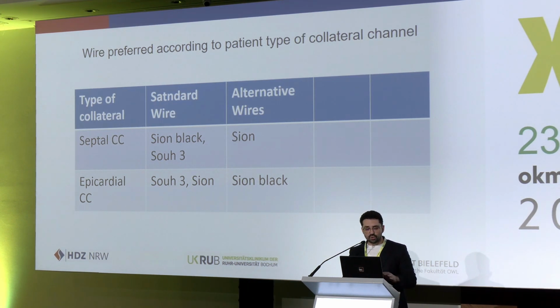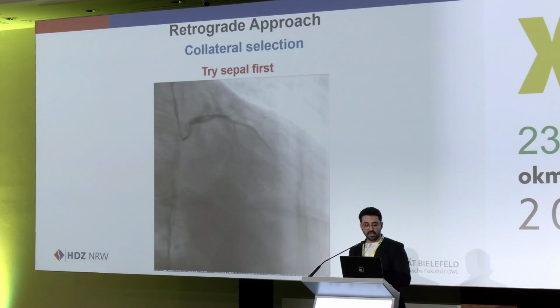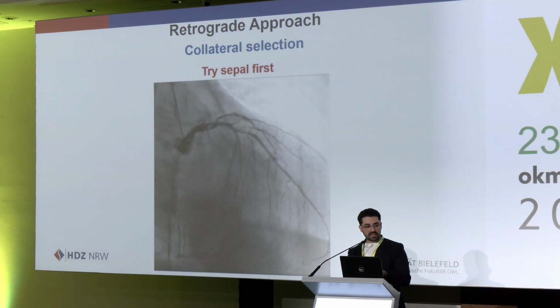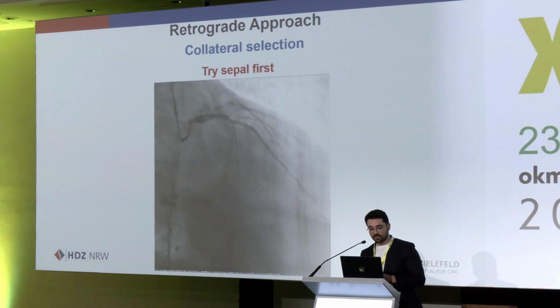And you should use low traumatic wires for wiring of collaterals, like SU03 or Cyan Black. I use also Cyan Black for epicardial collaterals, but only as an escalation, so we should avoid that. SU03 is, in my opinion, a very atraumatic wire. And here you see such a case with multiple septal collaterals.